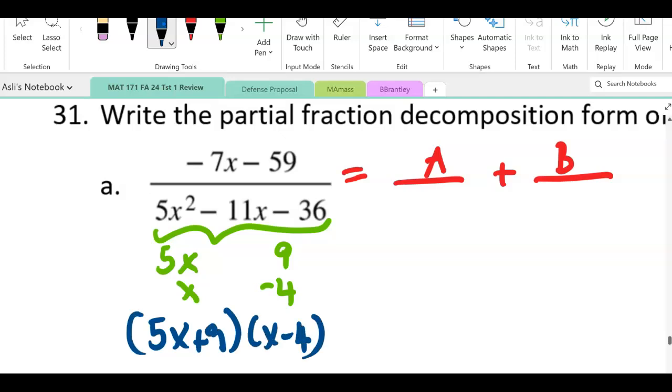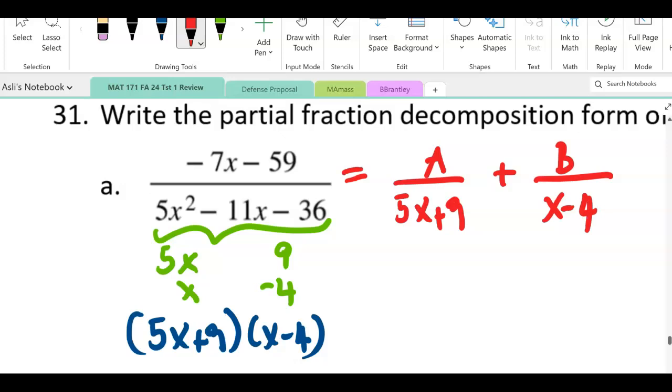So this is your first hoop that you need to jump. Then I'm going to say that I want to partition this whole thing, which will be a over 5x plus 9, plus b over x minus 4.